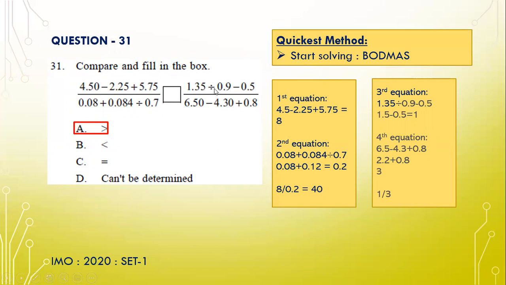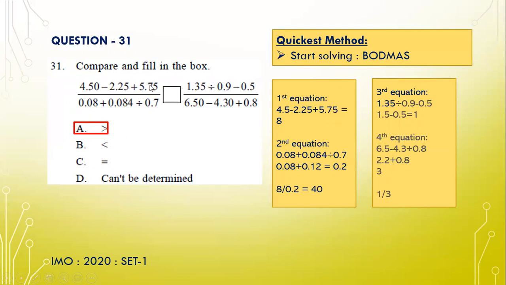Third equation, 1.35 divided by 0.9 minus 0.5. So 1.35 divided by 0.9 is 1.5, and minus 0.5 is 1. And fourth equation is 6.5 minus 4.3 plus 0.8. So as per BODMAS, addition comes first. So it is 6.5 minus 4.3 is 2.2 plus 0.8. So 2.2 plus 0.8 is 3. So this is 1 upon 3.